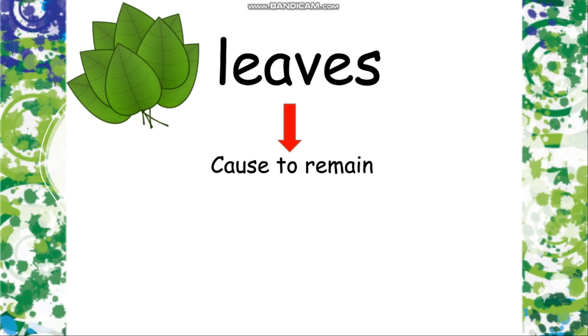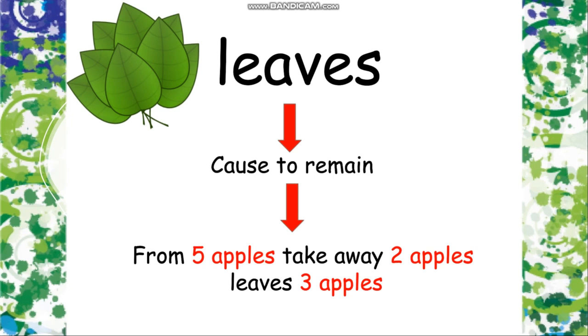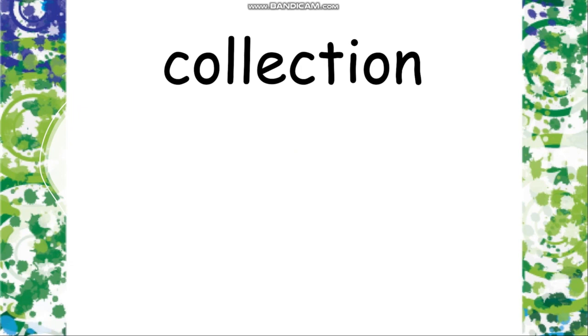Now, in our previous session, we had seen an example of apples. From 5 apples, take away 2 apples, leaves 3 apples. 5 apples में से 2 apples हमने दूर रख दिया, ले लिया. So how many remains? 3 apples. So here we have used the word leaves. Means how much remains, cause to remain. Okay? Leaves. Now let us see our next word.